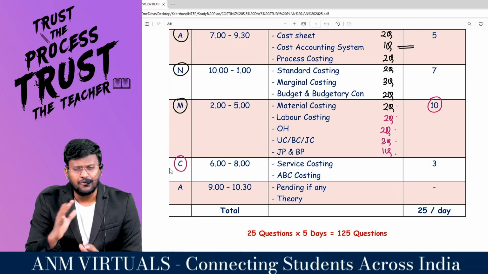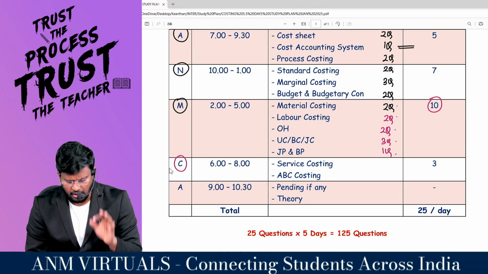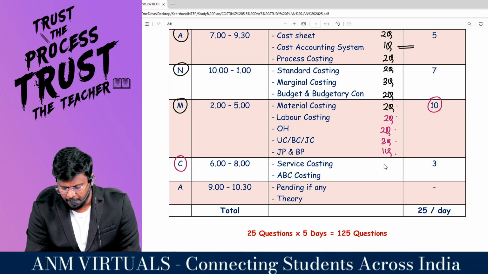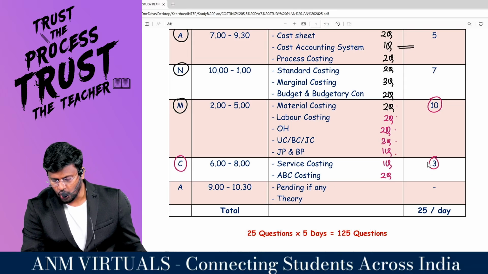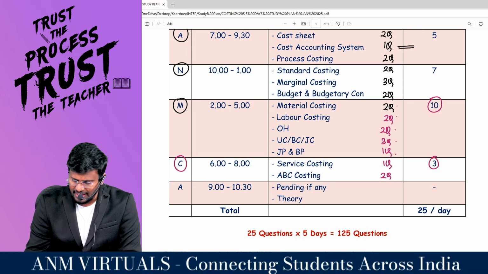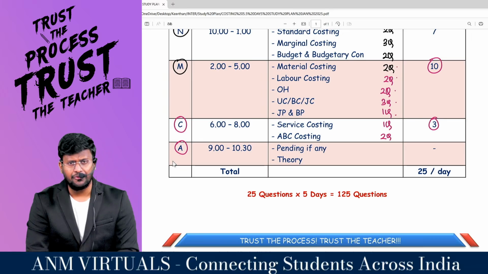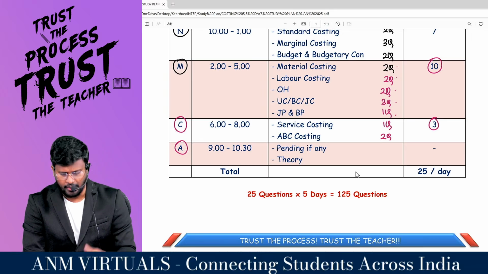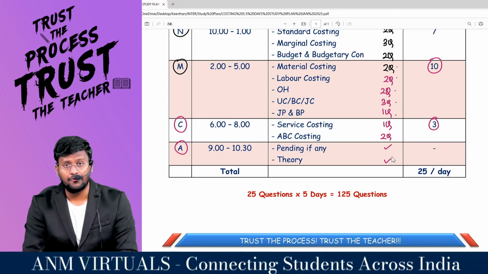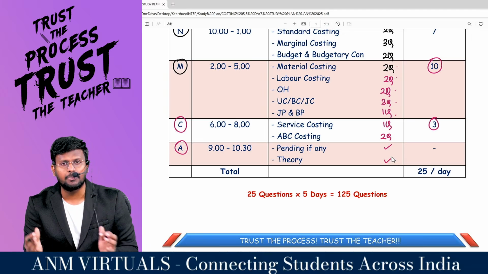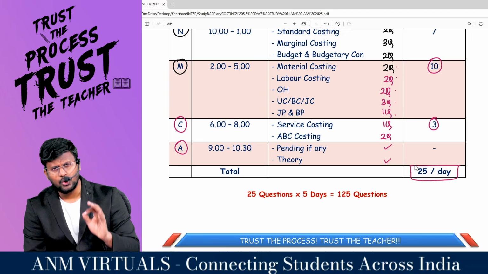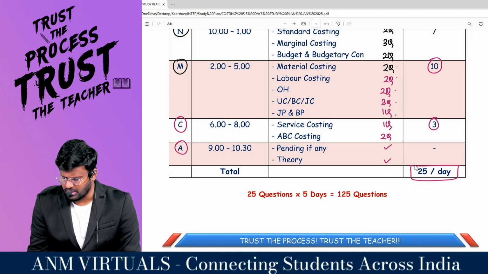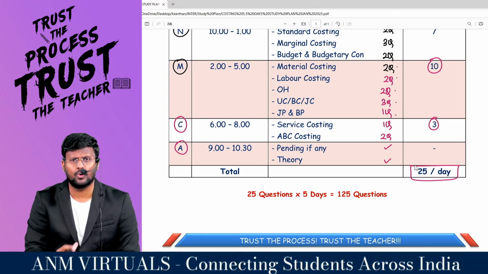Then in the evening, after 1 hour of sufficient break, 6 to 8, a very important slot, service costing. You have to solve 1 question, and ABC costing, you have to solve 2 questions. So totally, you'll be solving 3 questions. After that, 9 to 10:30, if any question is pending from morning to evening, you have to solve it. And if you want or are interested, you can revise the theory part. So one day, we are going to solve 25 questions, my dear lovable students. 25 questions a day, we are going to solve.